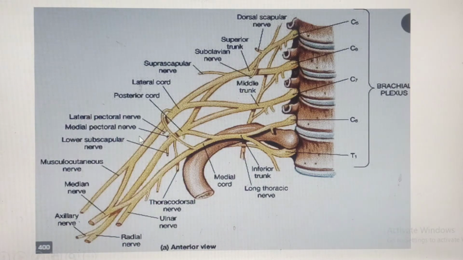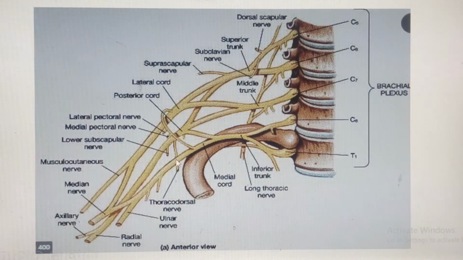Then when you go to the medial cord, this is the medial cord over here. The medial cord is going to have 5 branches. So 5 branches will come from the medial cord, and the mnemonic is M for U. There are 4 M's and 1 U.